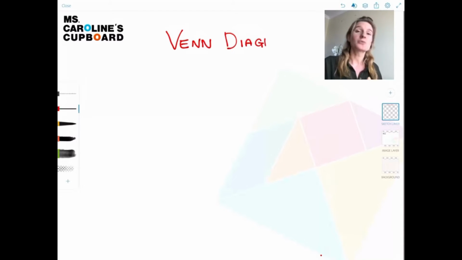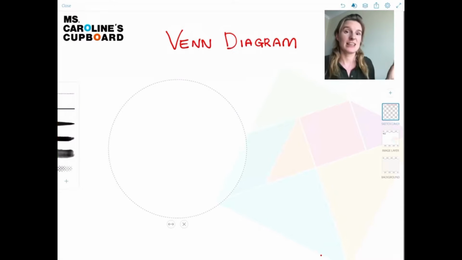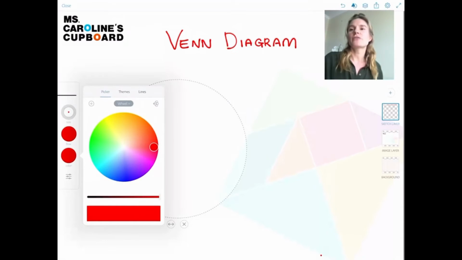Now you might have used one of these before. We've probably used them across all kinds of lessons. It's not just for reading, it's for maths and everything, science. This is how you draw a Venn diagram.